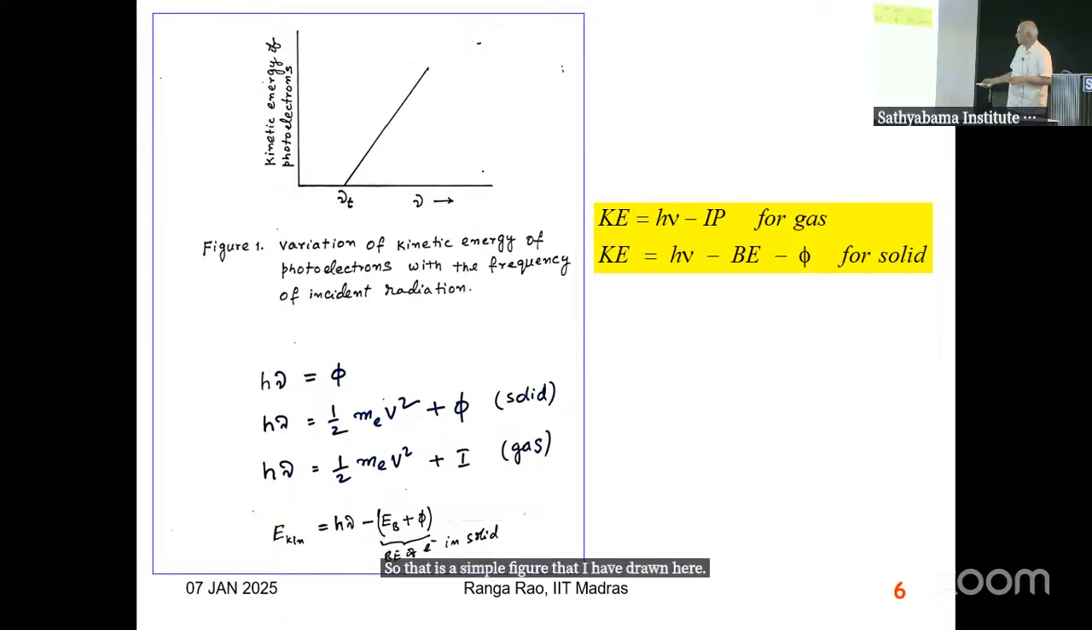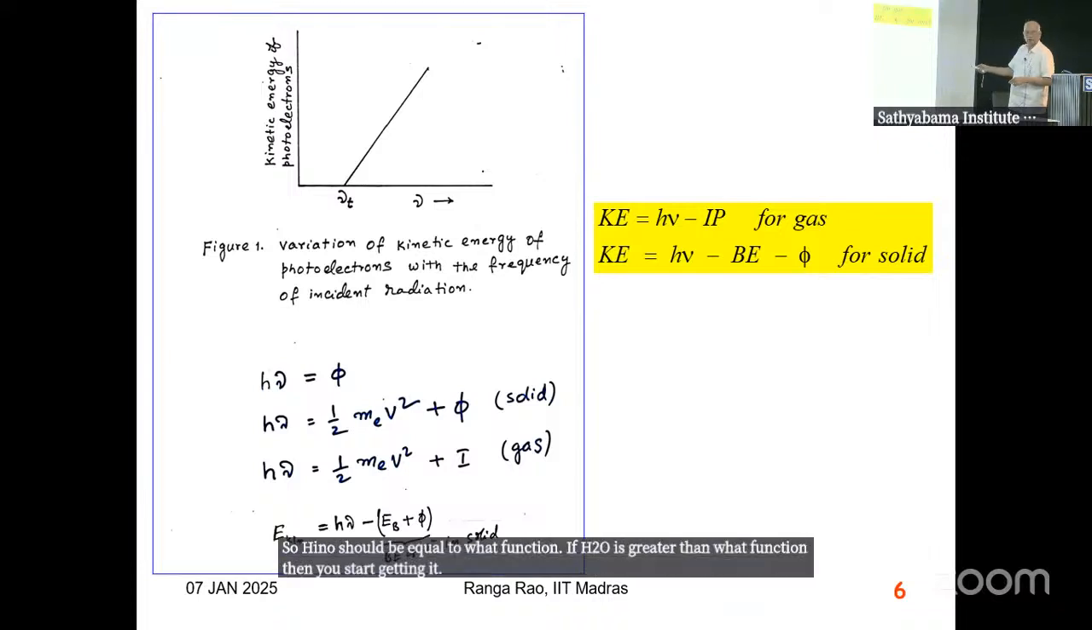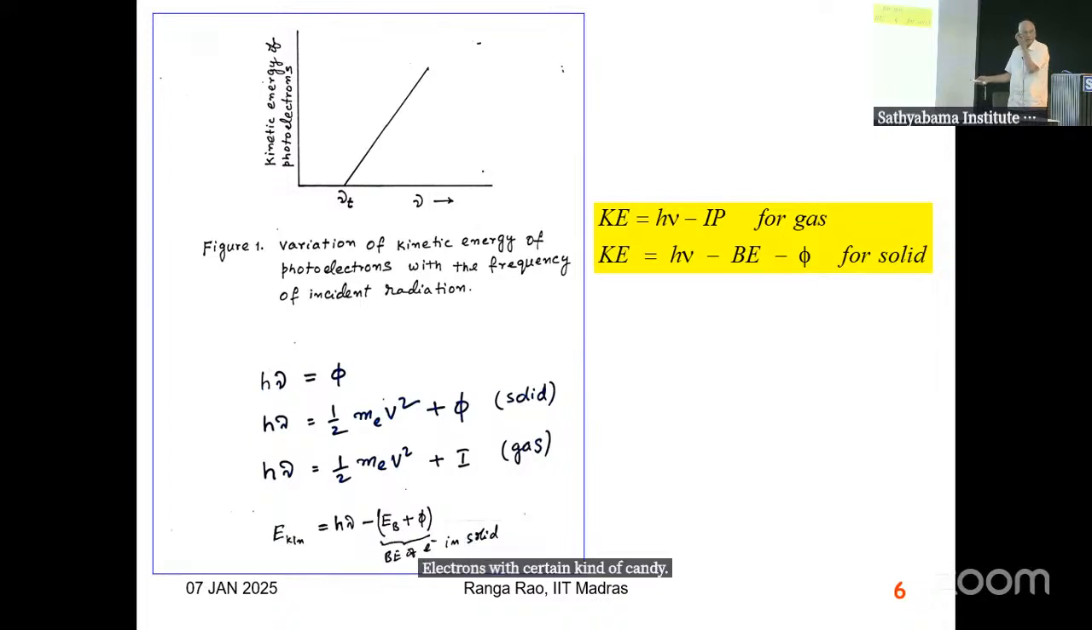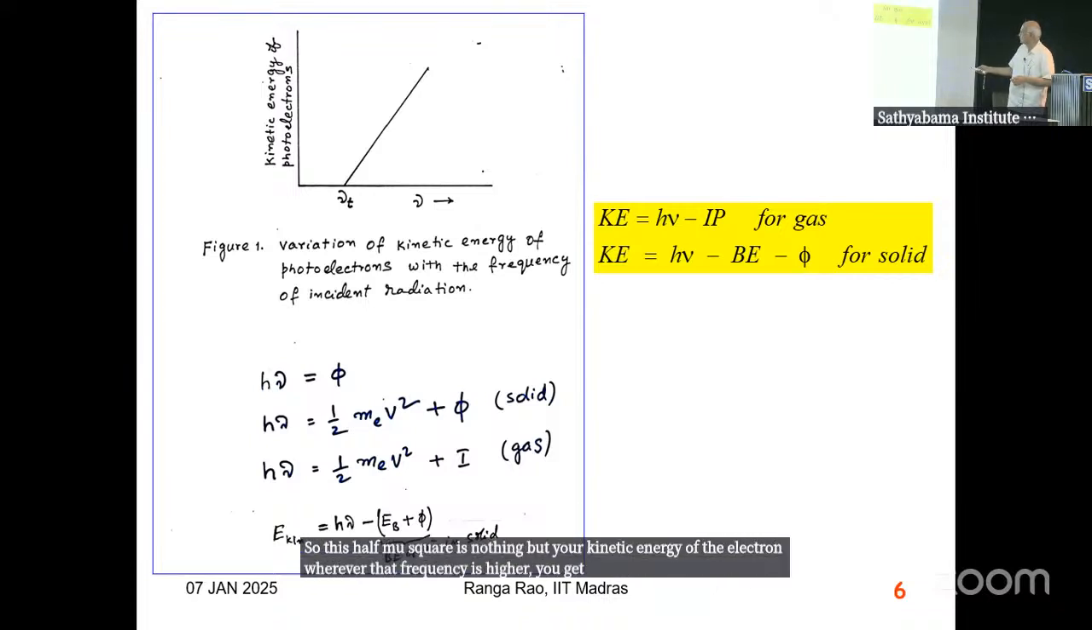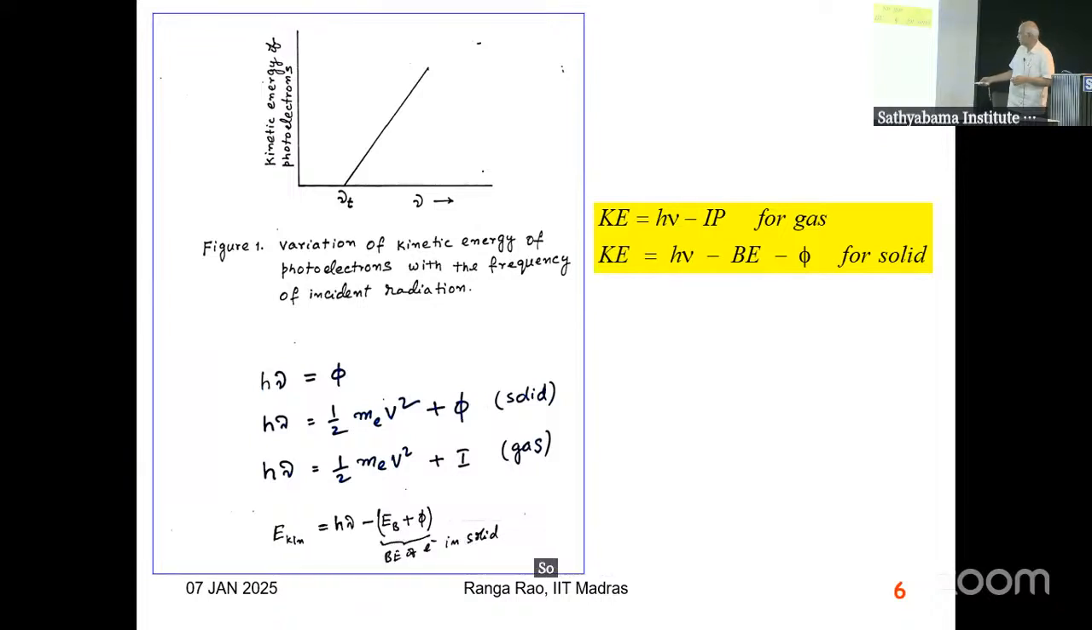So your h nu is equal to the work function. If h nu is greater than the work function, then you start getting electrons with certain kinetic energy. So h nu equals half m v squared plus phi. This half m v squared is the kinetic energy of the electron. When the frequency is high, the electron kinetic energy is high. Phi is the work function.